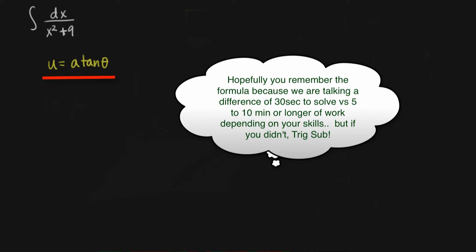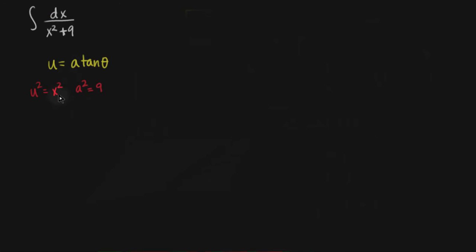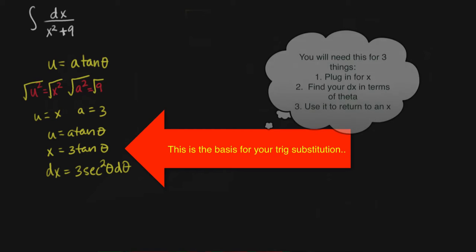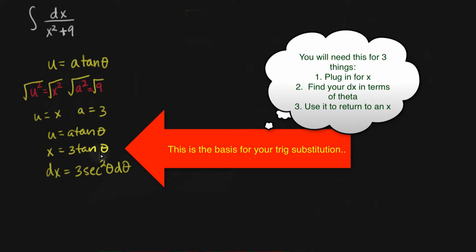Now that we recognize it's u equals a tan theta, we have to figure out what u and a are. U squared equals x squared and a squared equals 9. So if I square root both sides, I figure out what my u and a are. Now that I know that, I can plug into my substitution of u equals a tan theta. Now I can start finding my dx, which is just the derivative of this side. I don't solve for d theta like I used to, so I just keep it over here because I'm going to be plugging in what dx equals in terms of trig. Also what x equals in terms of trig. x equals 3 tan theta.